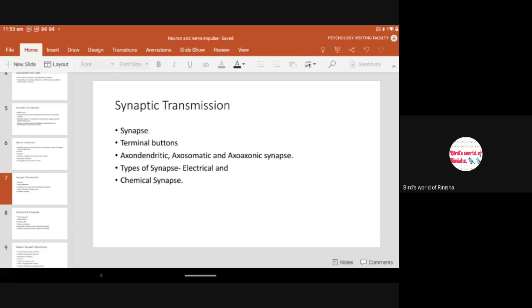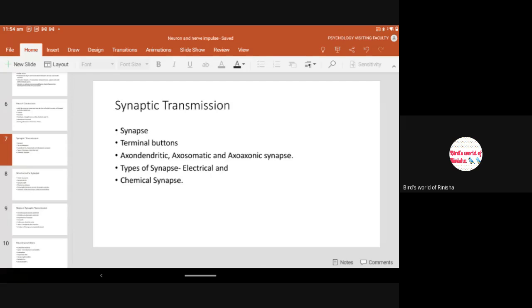So I'm giving a few conclusions about this synaptic transmission. The synapse, the terminal buttons, then I told you about the axodendritic, axosomatic, or axoaxonic synapse, and the types of synapse, mainly the electrical and the chemical synapse. And there is another important region of synapse, that is the synaptic cleft. What is that? There is a gap in between. When the membrane of the cell that sends the information, the presynaptic membrane, comes in contact with the membrane of the cell that is receiving the information, the postsynaptic membrane, there is a slight gap. That gap is known as the synaptic cleft. Okay, so today up to this. Next day I will start from the structure of synapse.